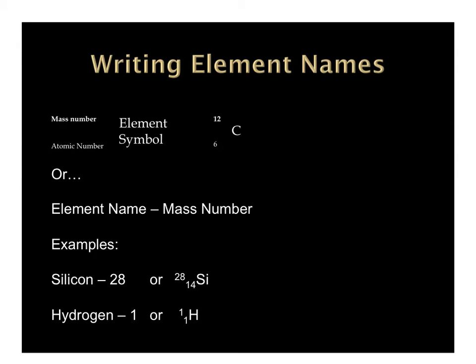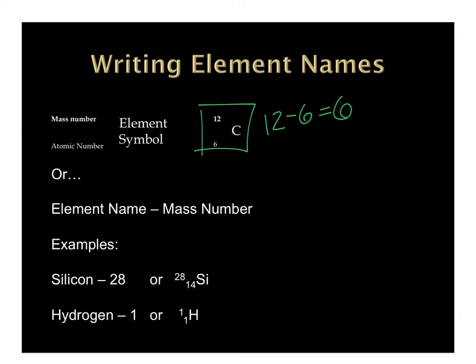Here are some examples of ways to write elements. If you see this first one here, we have the symbol carbon, we have its mass number of 12, and the atomic number of 6. If we want to look at carbon and see how many neutrons are there, we are going to take the mass number 12 and subtract out 6 to get 6 neutrons.